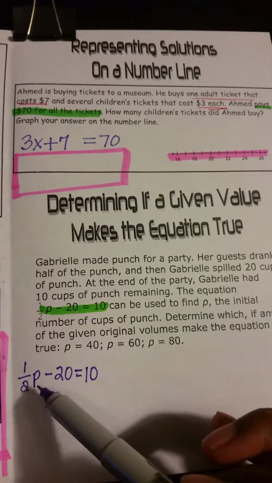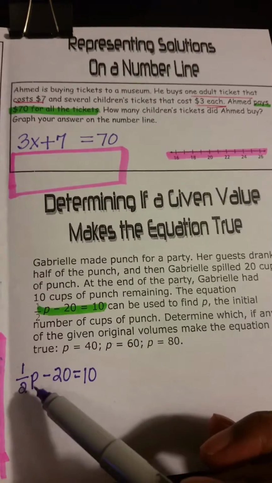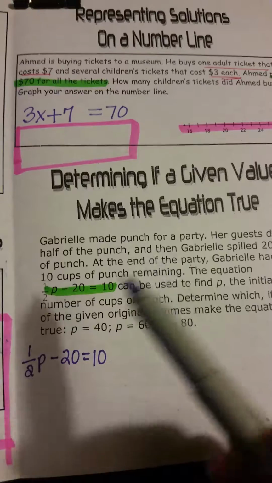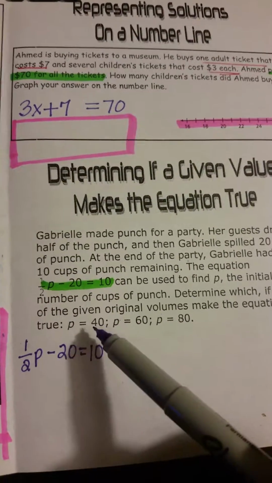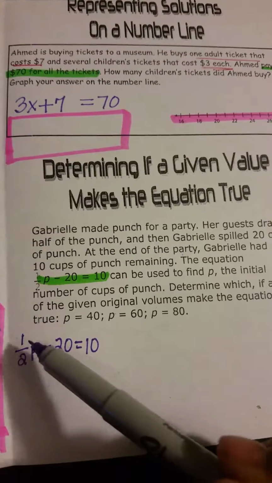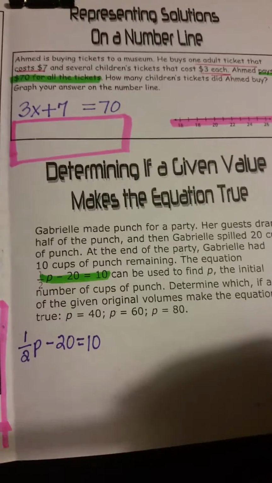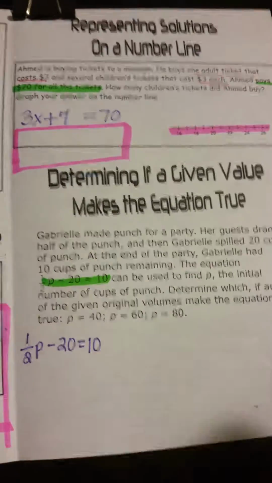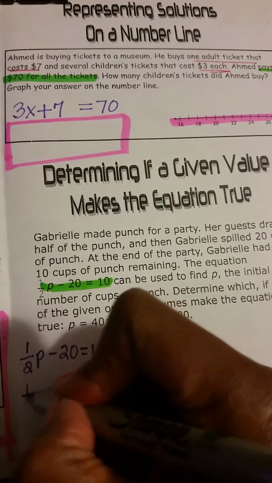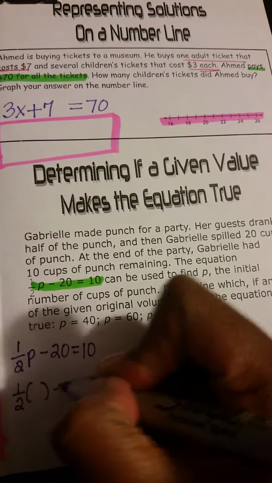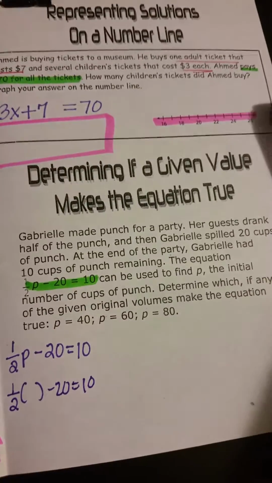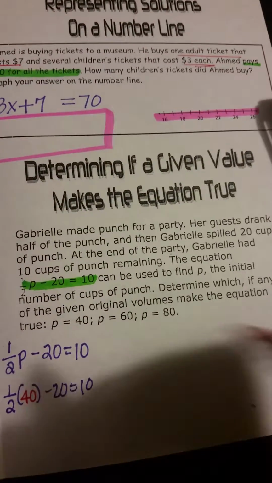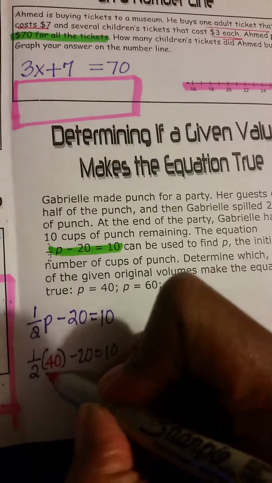So if I plug in 40 here, it's going to give me 1/2 times 40 minus 20 equals 10. Now, two things I can do here. I can say, if half of P, so half of 40, would give me 20. Or I'm going to show you how you can just write it in, if you just can't think, hey, I'm talking about half of the number. So if I do 1/2, I'm just going to plug in that 40 right there. And I know that 40 is over 1.